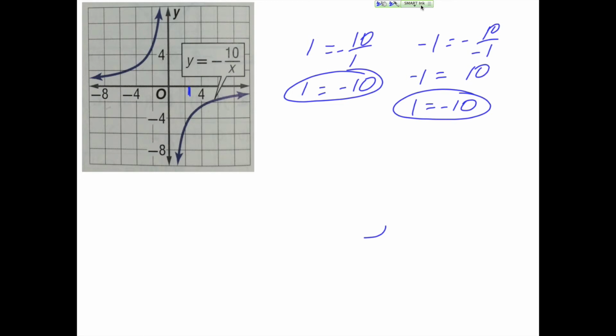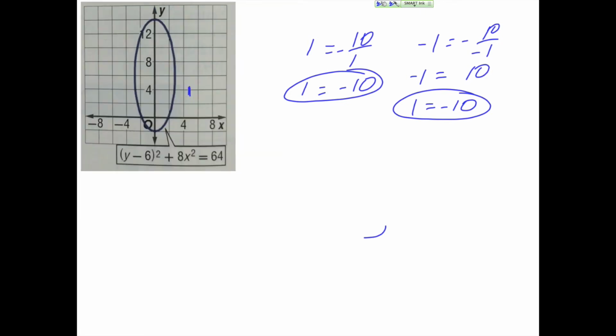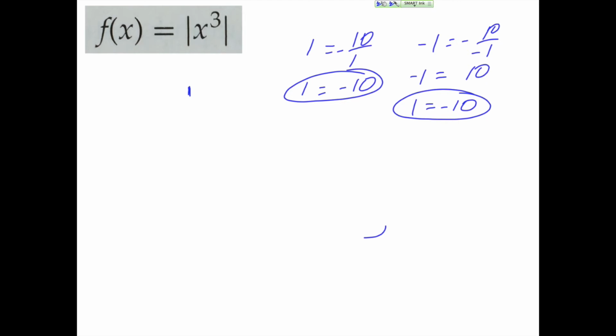Question on that? So again, one more recap. How do I test for x-axis symmetry? Plug in opposite y's. How do I get y-axis symmetry? Opposite x's. And for origin, opposite both. Okay? Very good. Questions on symmetry? All right, now let's talk about even and odd functions.